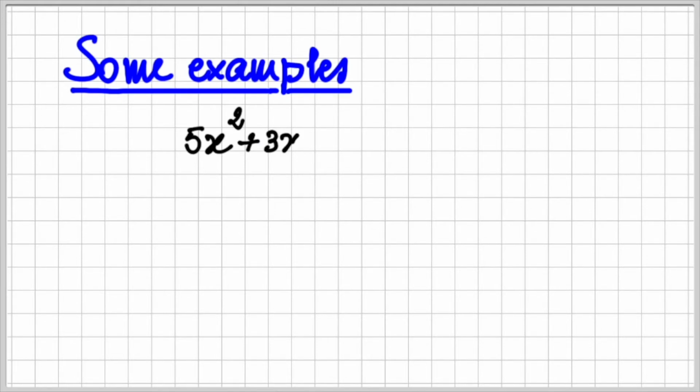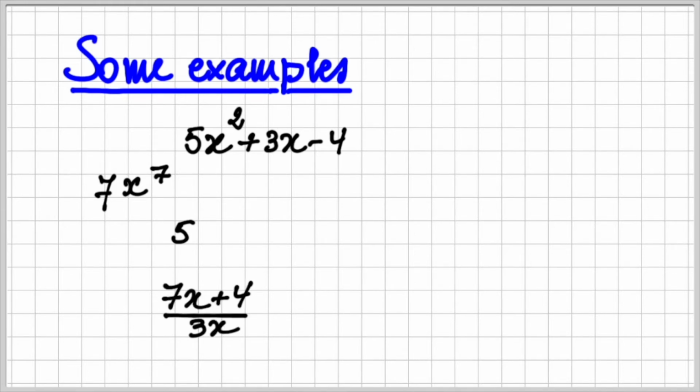Let's have a look at some examples of expressions and identify what type of polynomial they are. First, we have 5x squared plus 3x minus 4. The second expression is 7x to the power 7. Then we have 5. And the last one is 7x plus 4 divided by 3x. Now you can stop the video for a few seconds and try to identify what type of polynomial we have and what is the order.